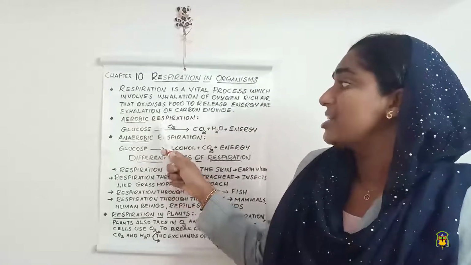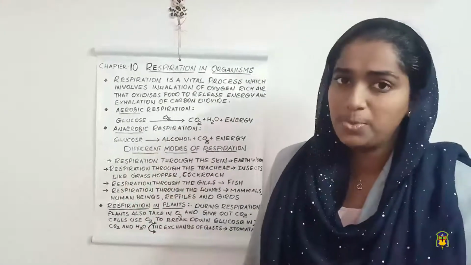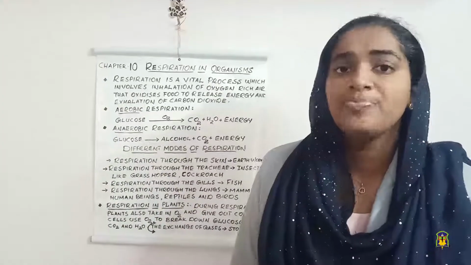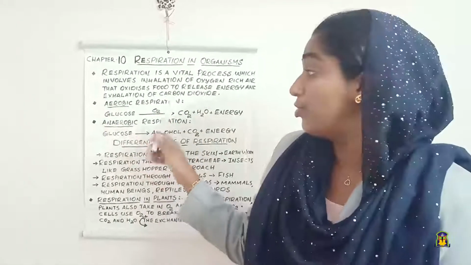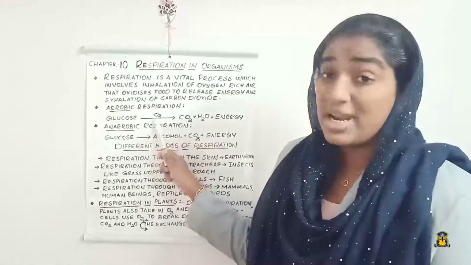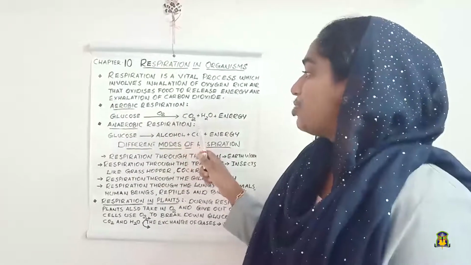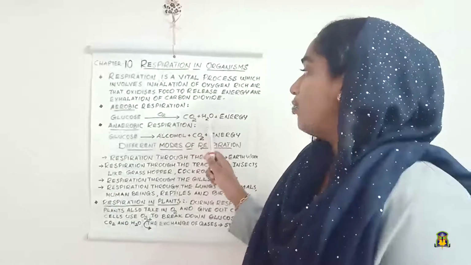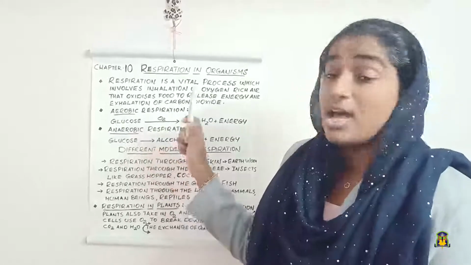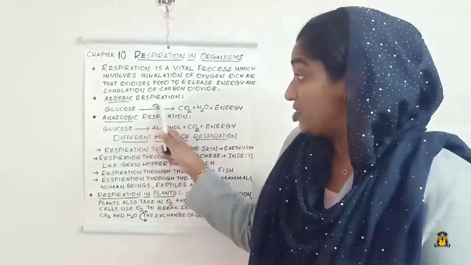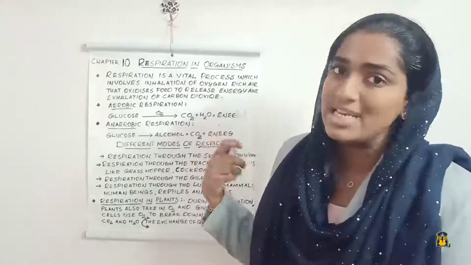Then we discussed two types of respiration, aerobic respiration and anaerobic respiration. What is aerobic respiration? In aerobic respiration, glucose is oxidized. Glucose means our food, which is oxidized in the presence of oxygen. Glucose is broken down to form CO2, water and energy. Got it? What is aerobic respiration? Glucose is oxidized in the presence of oxygen and converted to carbon dioxide and water, releasing energy.